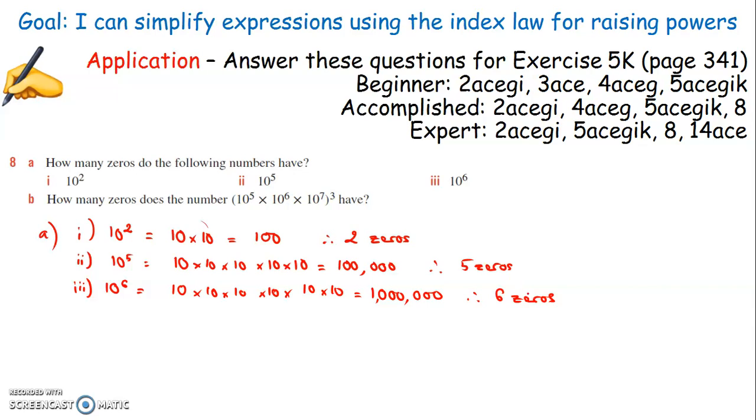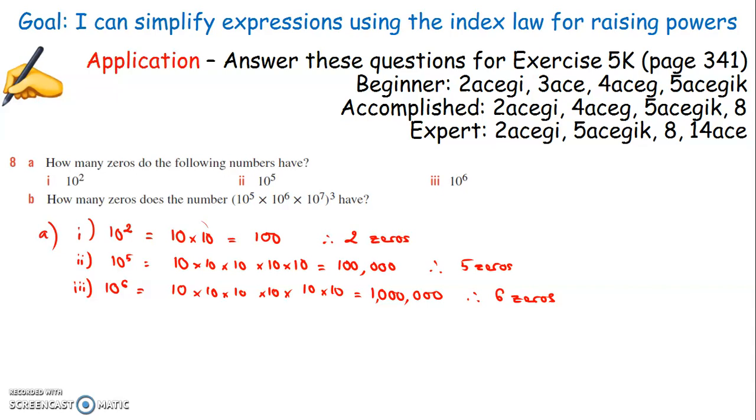There's definitely something going on here, isn't there? Have a look at the number of zeros and have a look at the power. Aren't they the same? What that tells us is that if we have 10 to the power of something, that power tells us how many zeros there are going to be. If we have 10 to the power of 2, we're going to have 2 zeros in the answer. If it's 10 to the power of 5, it's going to have 5 zeros. If it's 10 to the power of 6, it's going to have 6 zeros.